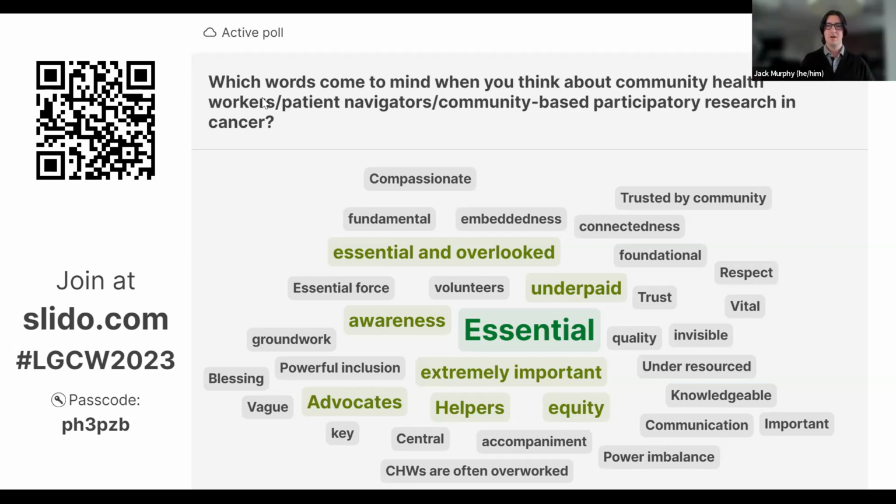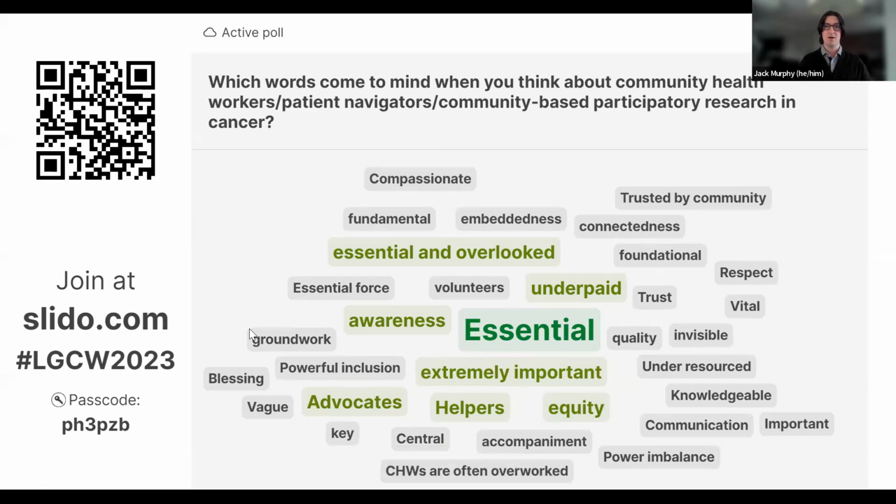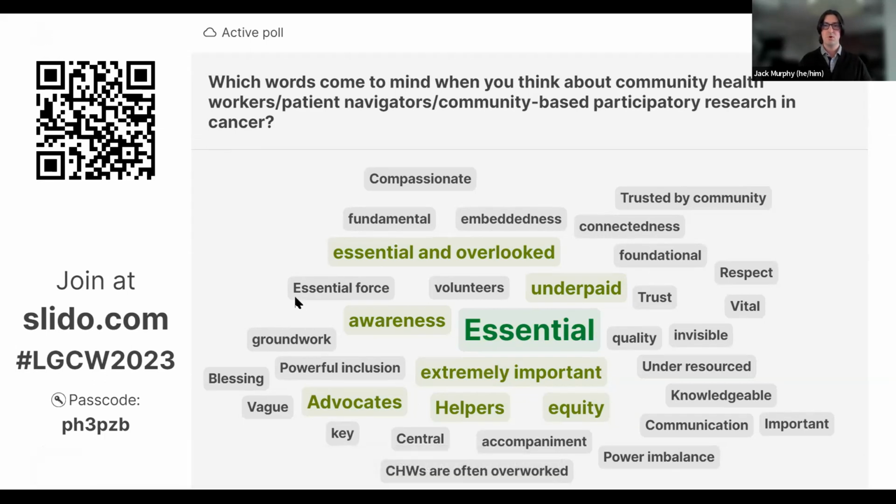Brilliant, thank you. And I think a related thing: we just had a question in the chat from Montserrat saying patient navigators are underpaid and overworked. And that statement has certainly showed up in this word cloud as well. We see essential and overlooked, we've seen invisible, we've seen under-resourced. And so what might some strategies to incentivize or avoid burnout be for these essential workers?